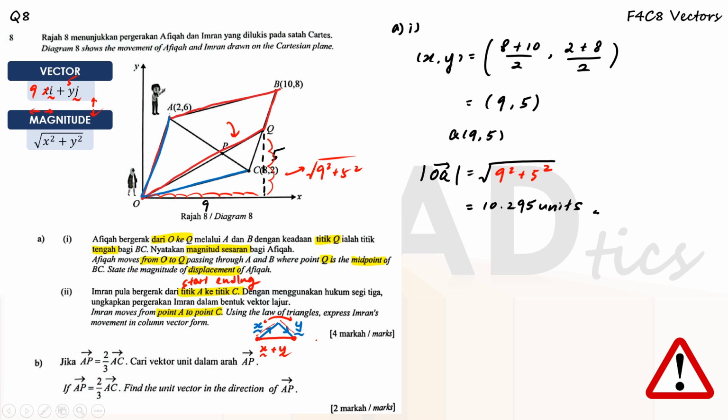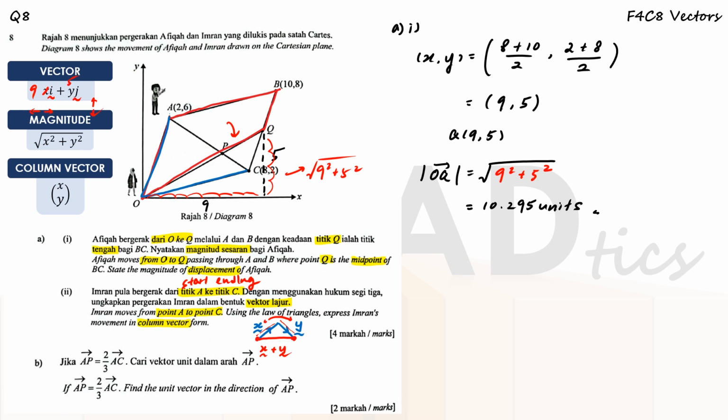Okay, so now we need to find Imran's movement in the column vector form. Column vector actually is quite simple. It's just another way to express our vectors. So for the value of x and y that we have in here, we just write it in a vertical way, and we just add brackets on the sides. Alright. So now to find Imran's movement in the column vector form using the law of triangles, this is the way we do it. So as you know, A to C is this line.